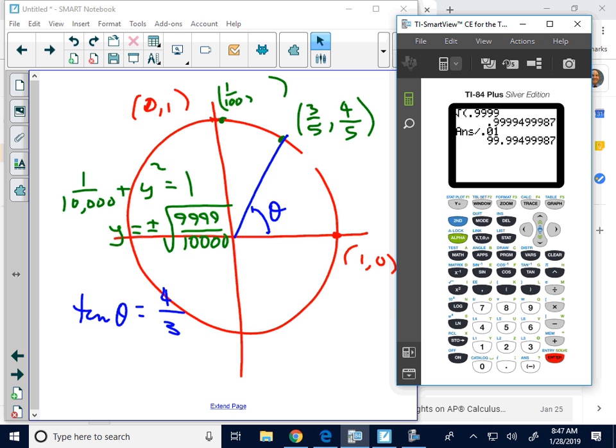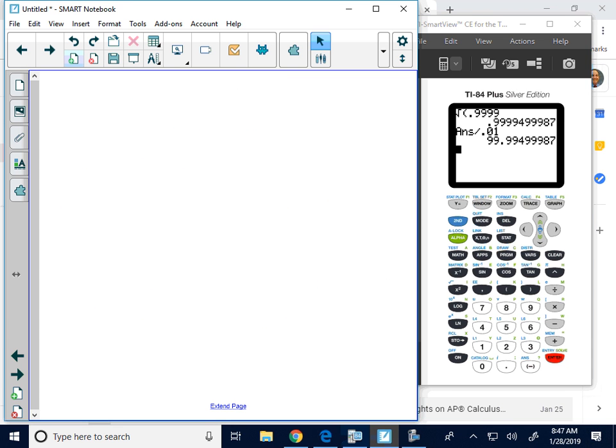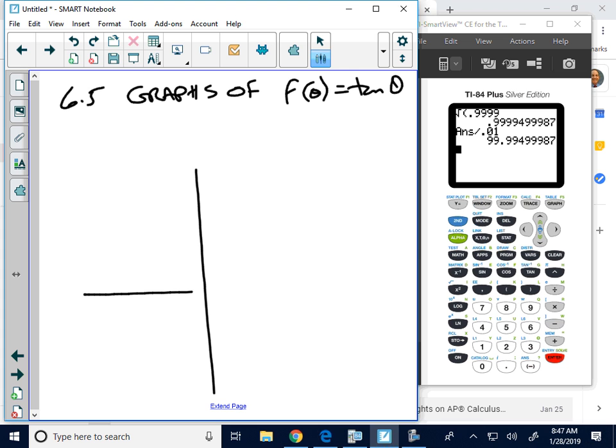Okay, so here's the graph that you're going to have to know. This is section 6.5, graphs of the function y equals the tangent of theta. Here's my theta axis. You can think of this as an angle. Here's my tangent of theta axis.